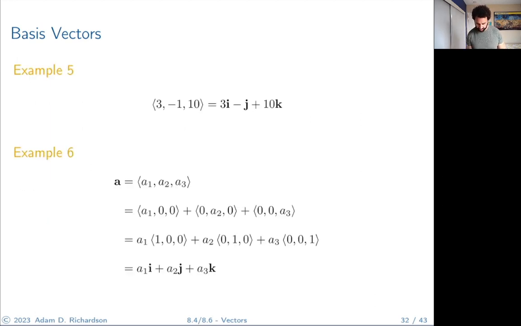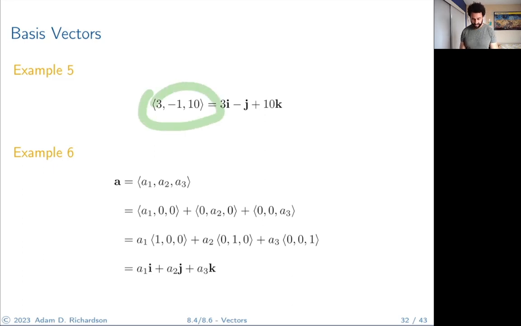So for one, we can rewrite, again, these are equal. These are two equivalent symbolic representations of this vector. So the vector 3, -1, 10 is the same as 3 times the vector i, plus -1 times the vector j, plus 10 times the vector k. This linear combination is the same as what's over here using the brackets.